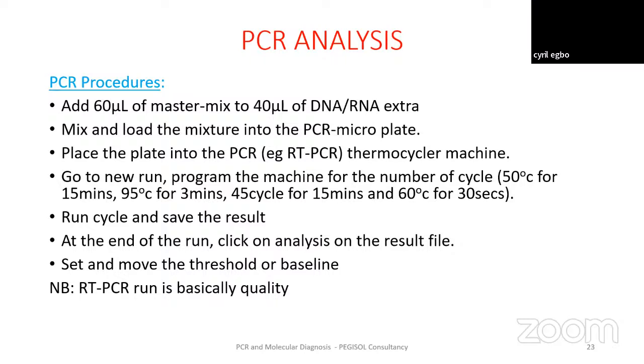Then after the annealing, the annealing process is programmed most times for 15 minutes. Then the denaturation process is at 95 degrees centigrade. Denaturation, because since you are working with RNA, after it has formed a DNA, there is need to break that DNA down to separate the strand, because one has produced a single strand of DNA.